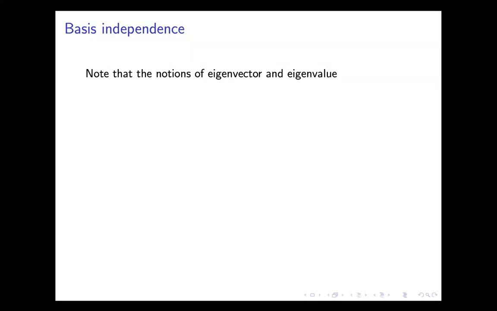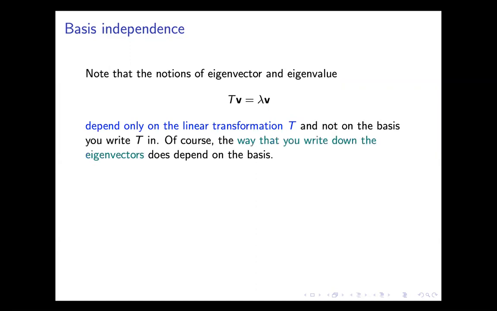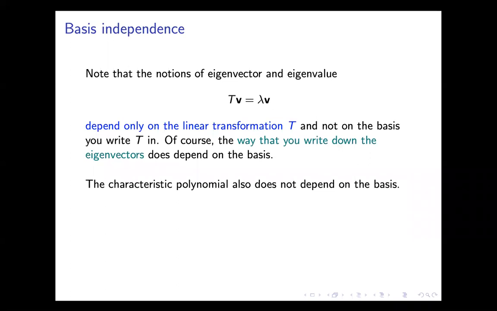Note that the notions of eigenvectors and eigenvalues only depend on the matrix T and not on the choice of the basis where we wrote T. The way we write down the eigenvectors does depend on the basis, right? After all, we are presenting them as linear combinations of basis vectors. However, the characteristic polynomial and the eigenvalues do not.